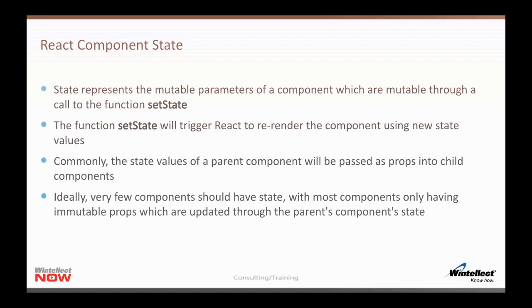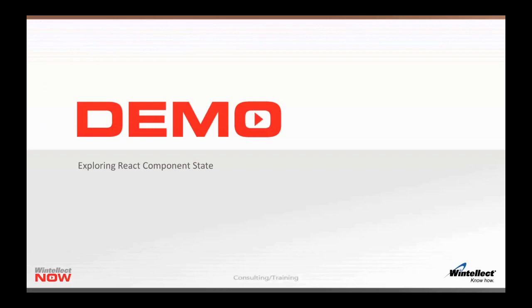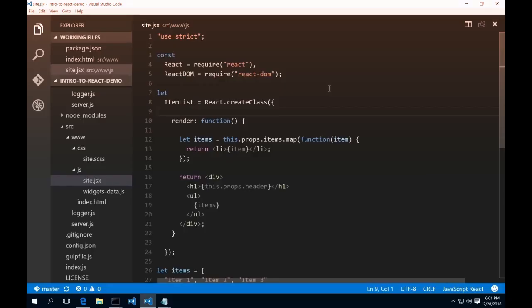Usually when we're working in situations where we have a bunch of child components being composed into a larger component, on that parent component is where we'll maintain the state and then propagate that state from the parent down to the children through the use of props. So basically the state is managed on the parent, and then each of the child components receives the current value of that state through its immutable props. So let's explore React component state through a quick demo.